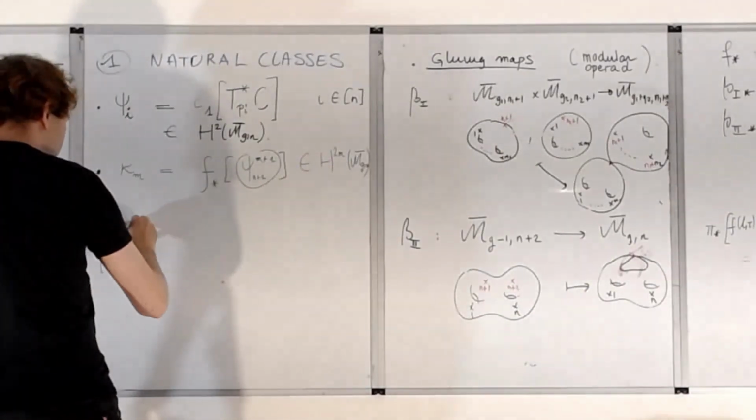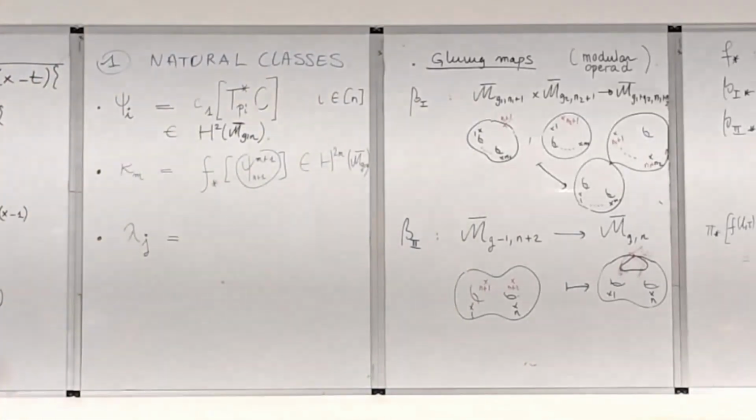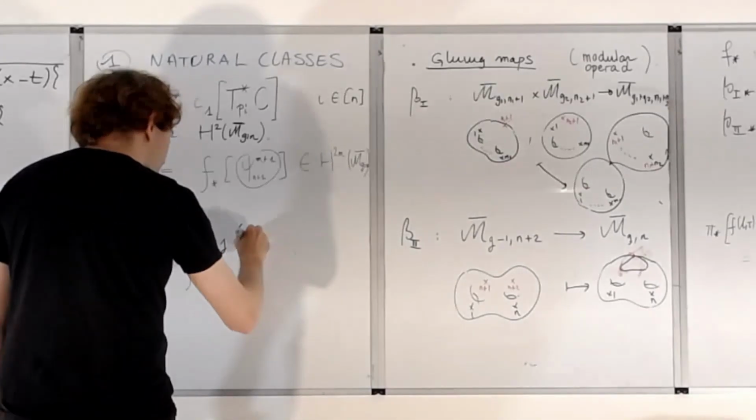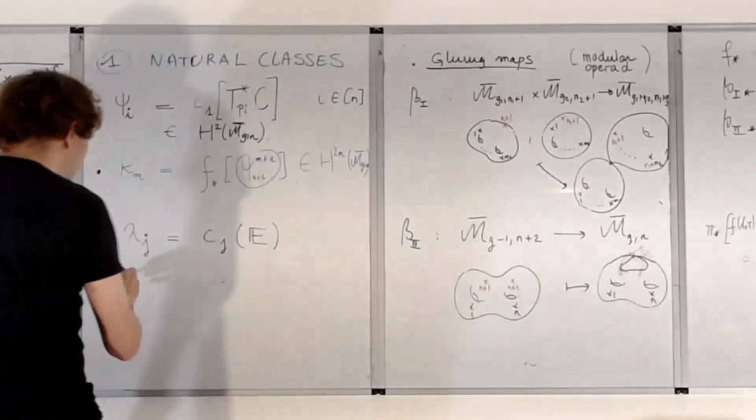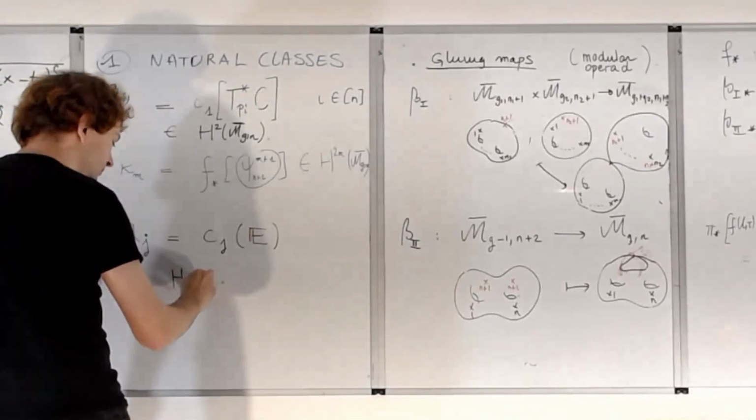And then there is another important family of classes, the lambda classes. So lambda j is the jth Chern class of E, and here E is called the Hodge bundle.